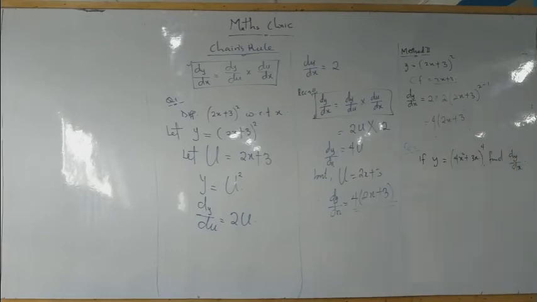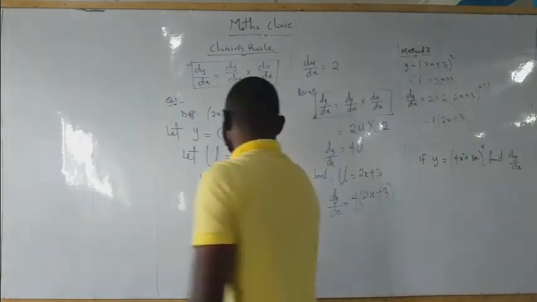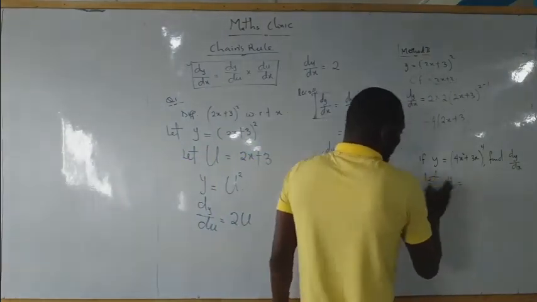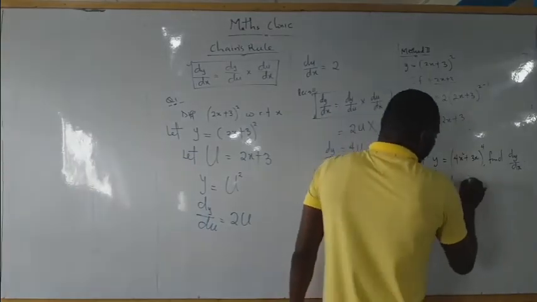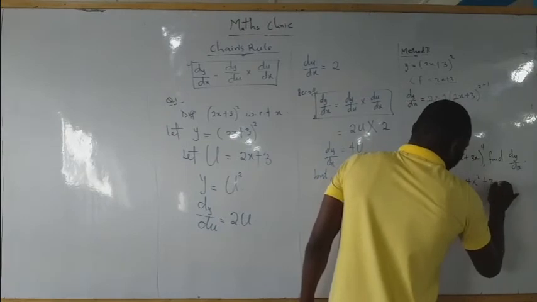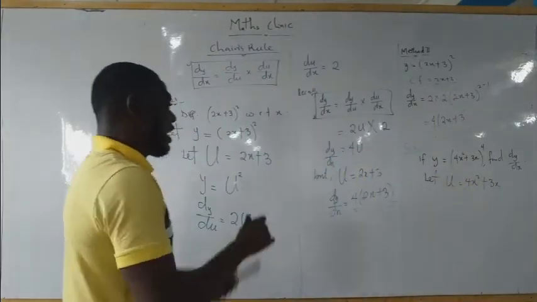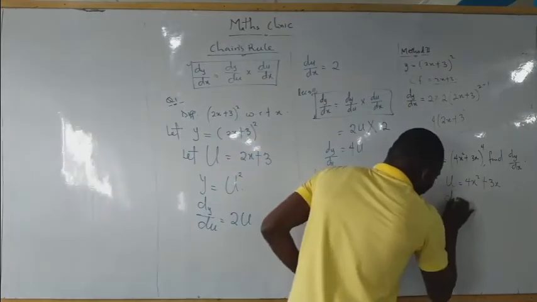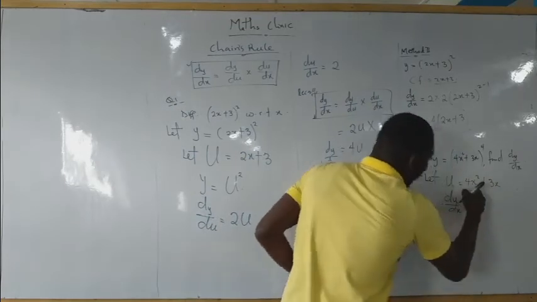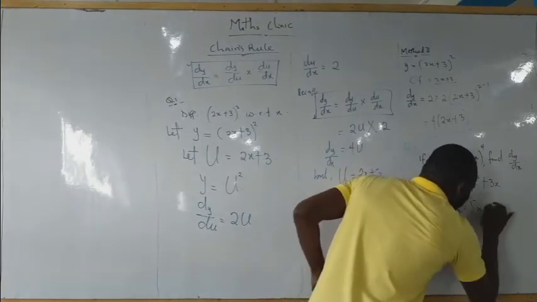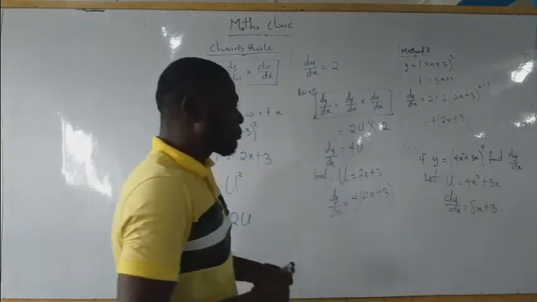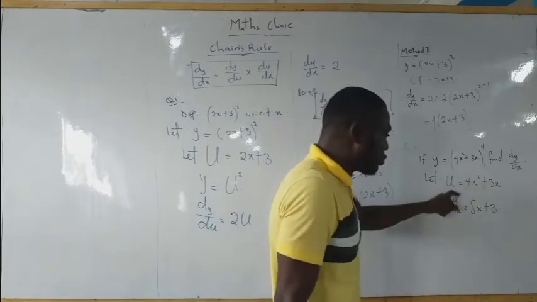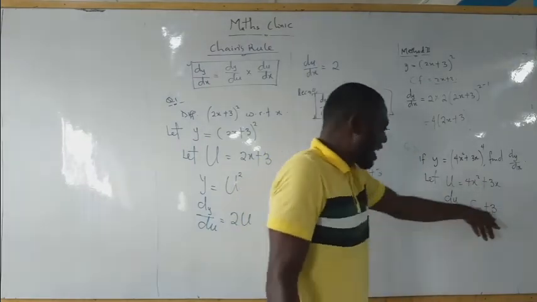Function of functions, or chain rule. So from here we can say let u equals 4x squared plus 3x. So what will be du/dx? du/dx will give us 8x plus 3. So that will be du with respect to x, that will be du over dx, which is 8x plus 3.